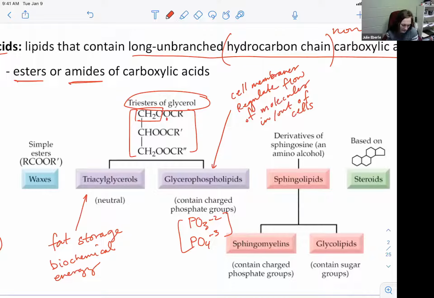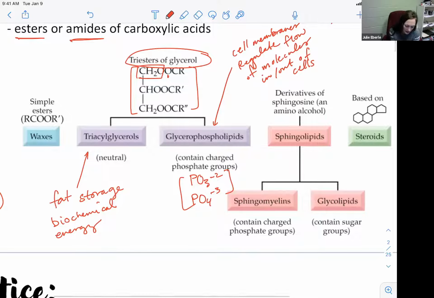Okay, so we've got waxes, triacylglycerols, glycerophospholipids. Now we're going to jump over to, this is a weird word, sphingolipids. There's two types of sphingolipids. We have sphingomyelins. Okay, these are the lipids that are abundant in nerve cell membranes. Okay, so they are abundant.